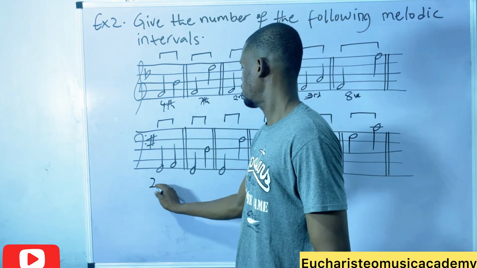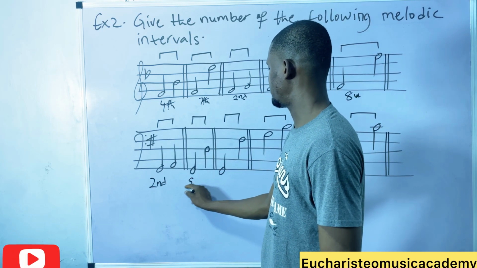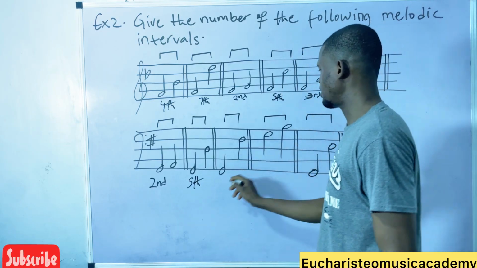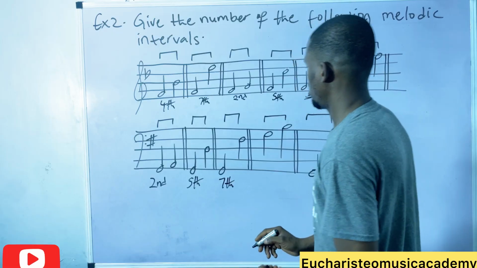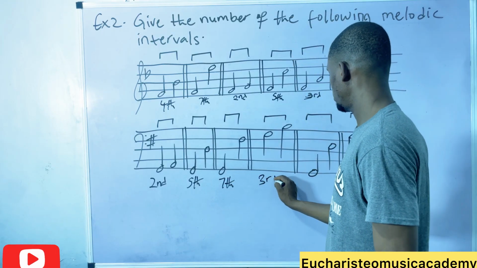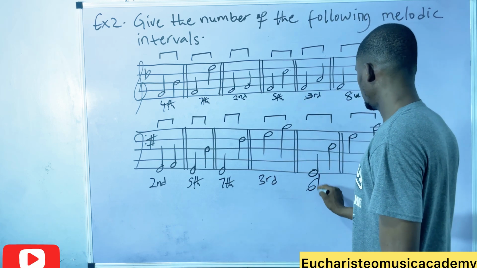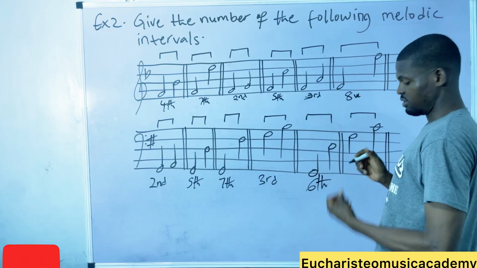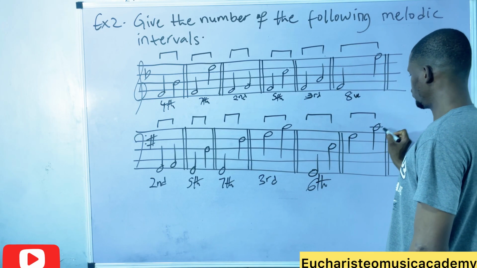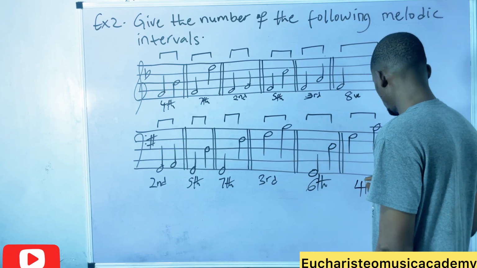Now this. Second, right? Second. 1, 2, 3, 4, 5. What's that? Fifth. What about this? 1, 2, 3, 4, 5, 6, 7. What's that? Seventh, right? Are we together? Yes. What about this? This should be third. 1, 2, 3. What about this? 1, 2, 3, 4, 5, 6. Sixth. And what about this? Let's count it. Space 1, line 2, space 3, line 4. Fourth.